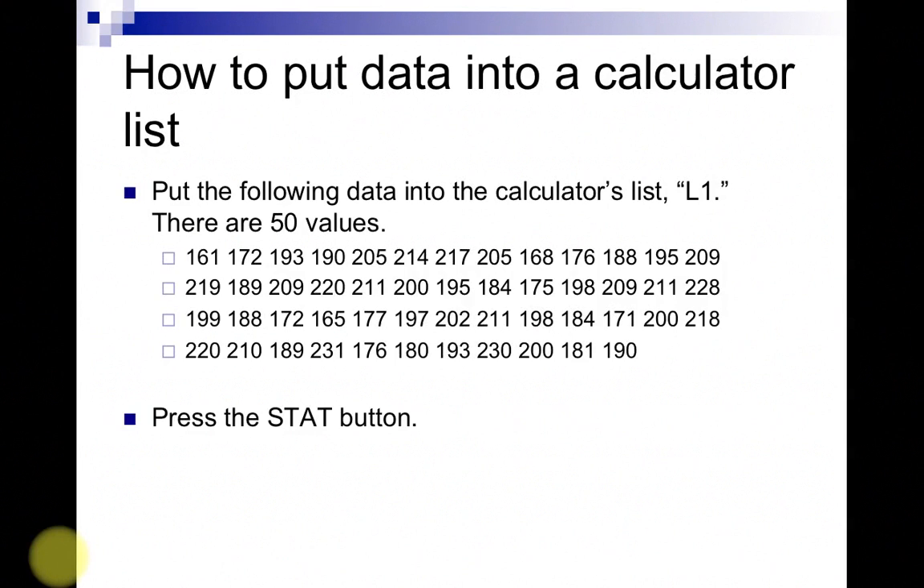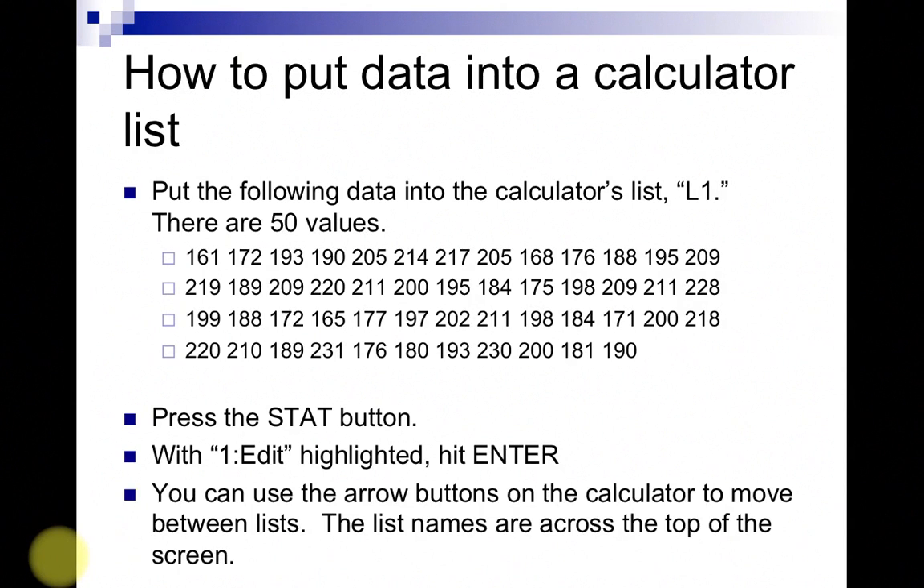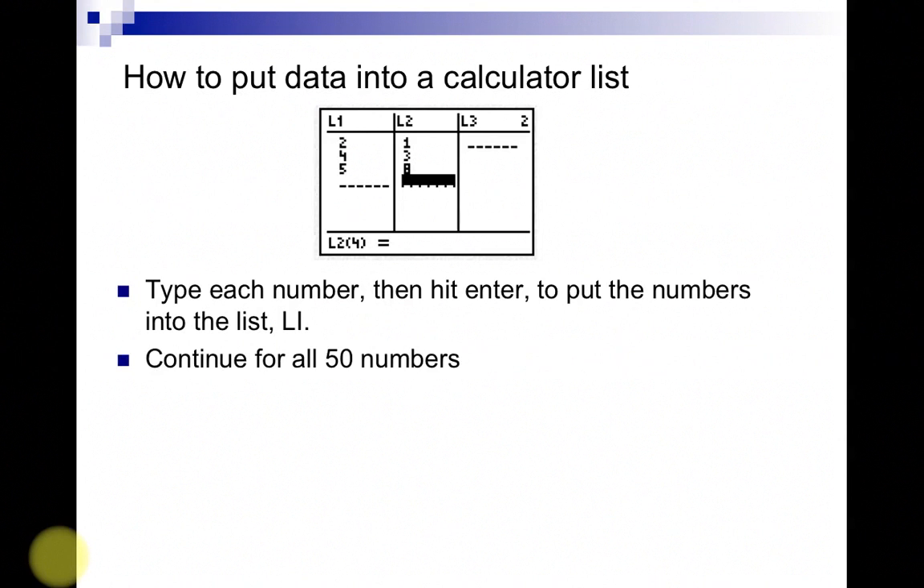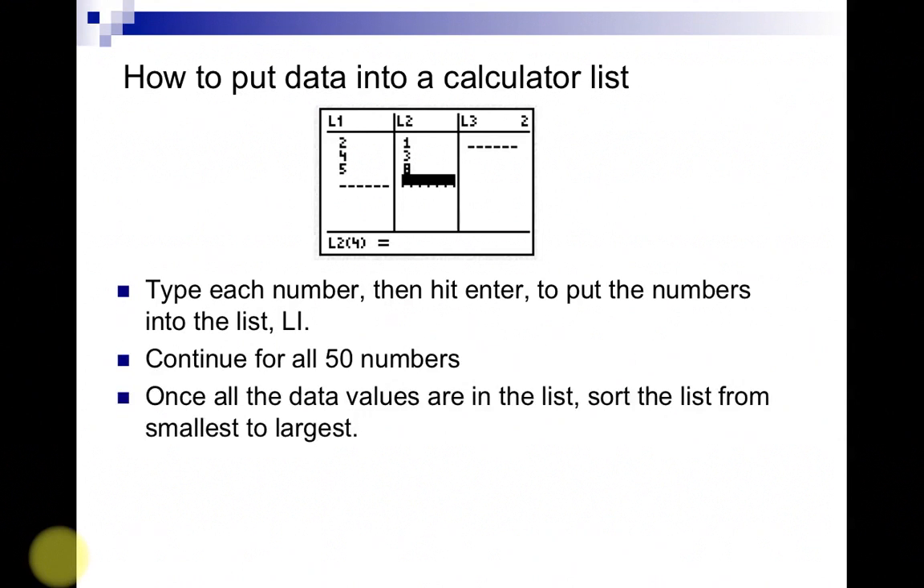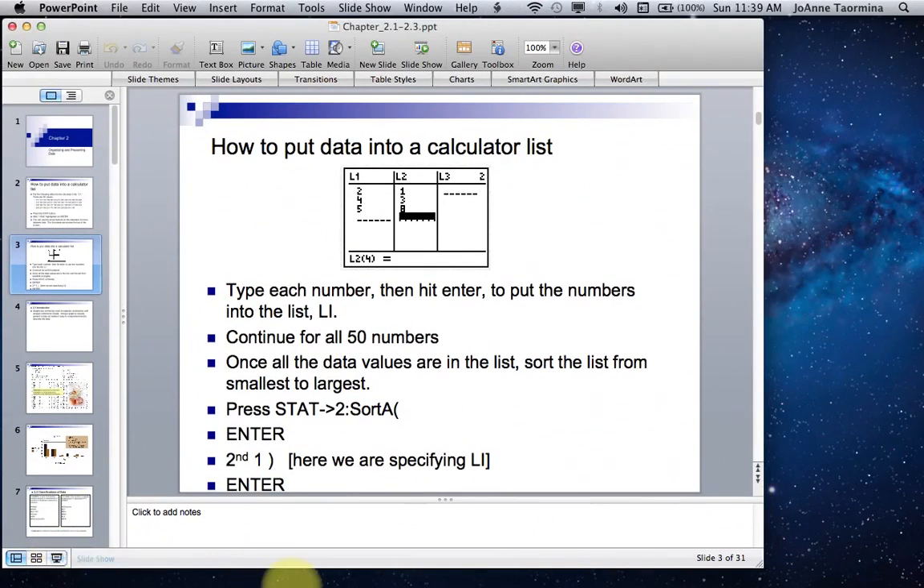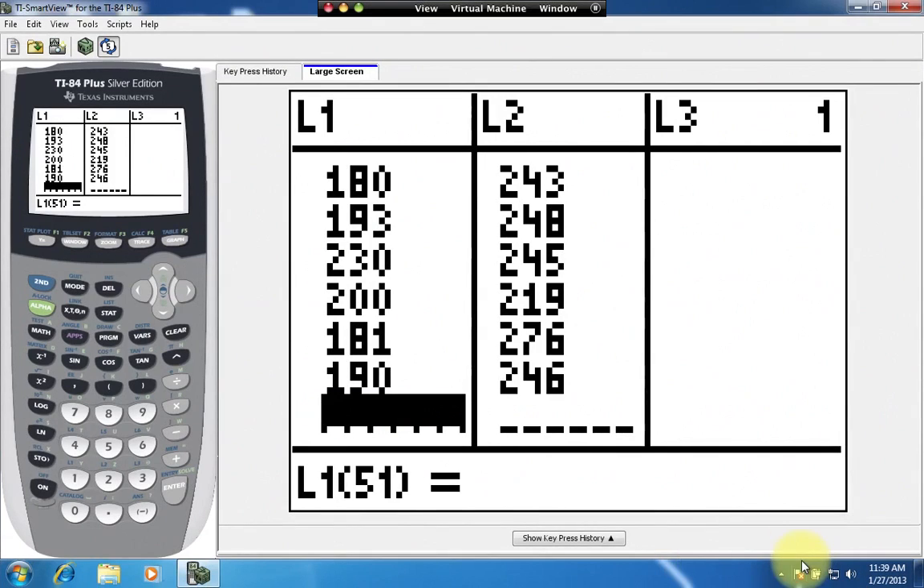Okay, after the data values are in our list, we're going to sort the list from smallest to largest. So we're sorting in ascending order. If we press the stat key again and number 2, sort A for sort ascending, and enter, and identify the list. So let me demonstrate exactly how to do this. I'm going to go back to the calculator.